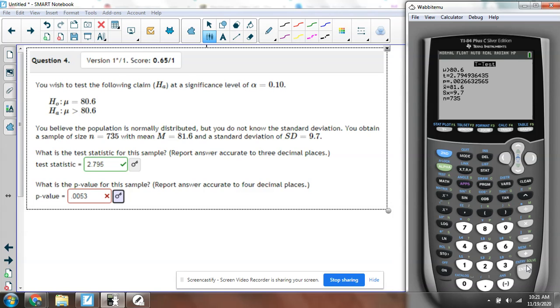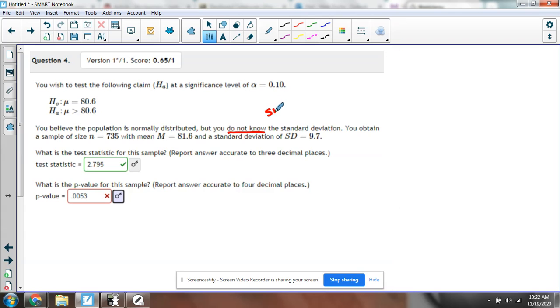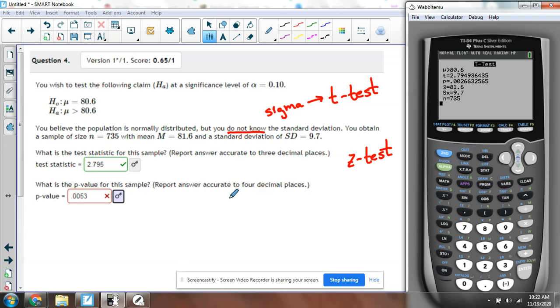Maybe the issue is that you're using the wrong test. Maybe you were using a z-test here, and this was what you're using for sigma. But if we do not know sigma, that implies we have to use a t-test. If we do know sigma, we're going to use a z-test. That might be the issue, actually. So my p-value for this question is going to be 0.00266. To 4 decimal places will be 0.0027.